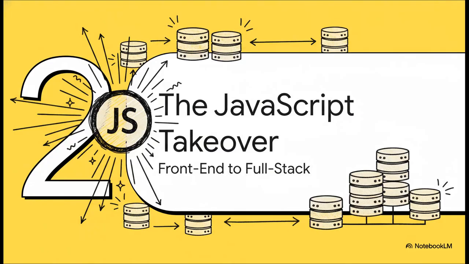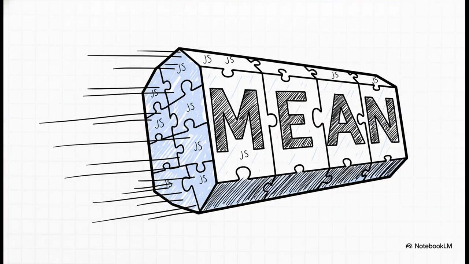But then, something really big happened. A programming language that used to just be for making things pop and sparkle on the front end, JavaScript, decided it wanted to run the whole show. And this shift led to a whole new generation of stacks. And leading the charge was a stack with a very fitting name for this bold takeover: the MEAN stack.